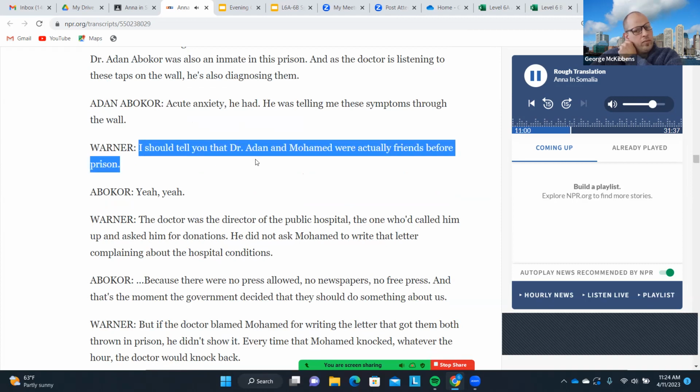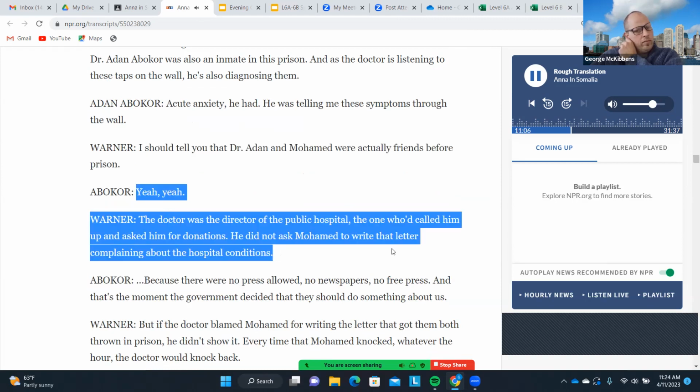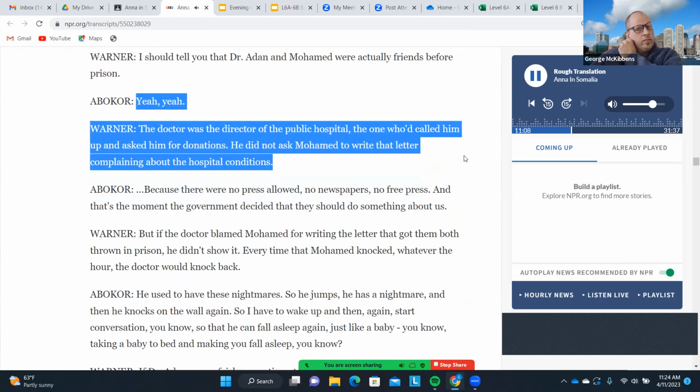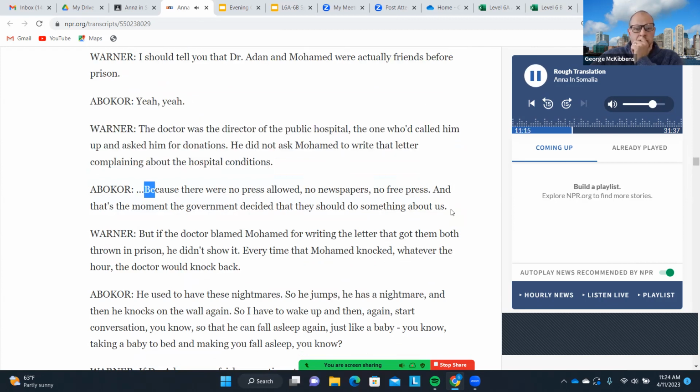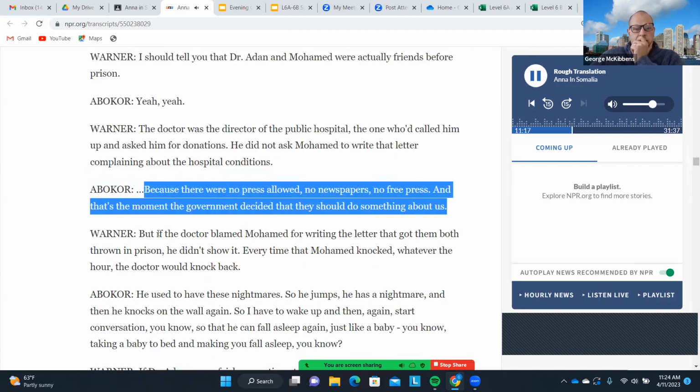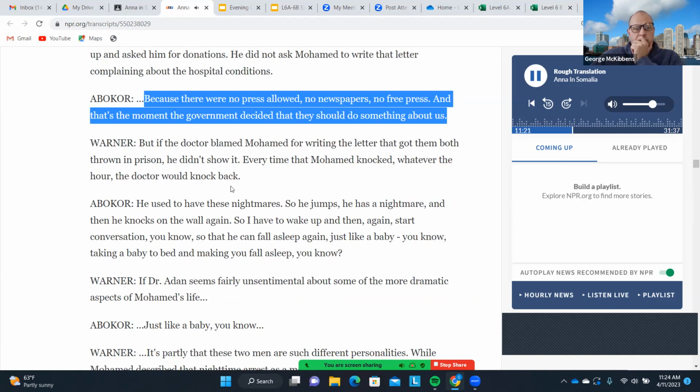I should tell you that Dr. Aden and Muhammad were actually friends before prison. Yeah. The doctor was the director of the public hospital, the one who'd called him up and asked him for donations. He did not ask Muhammad to write that letter complaining about the hospital conditions. Because there were no press allowed, no newspapers, no free press. And that's the moment the government decided that they should do something about us.